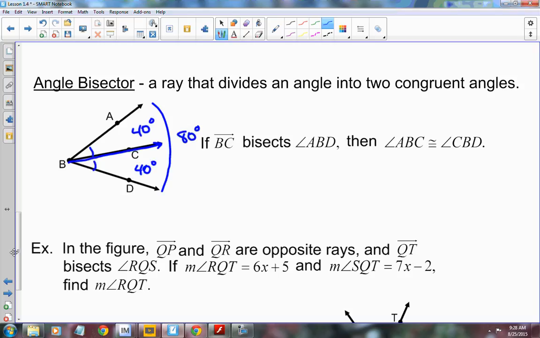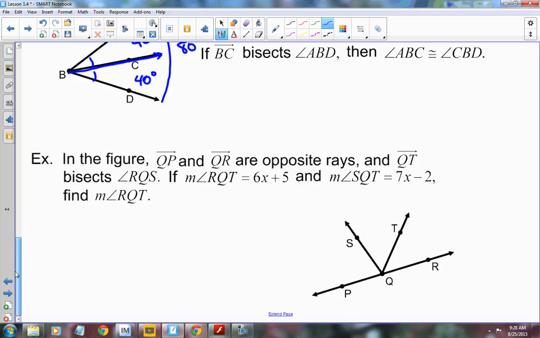Okay? All right. Here's the last example here. Actually, this is an example, and I'm going to show you one other scenario that you might see. In the figure, ray QP and QR are opposite rays. What does that tell me? They create a straight line, right through, collinear. Okay?